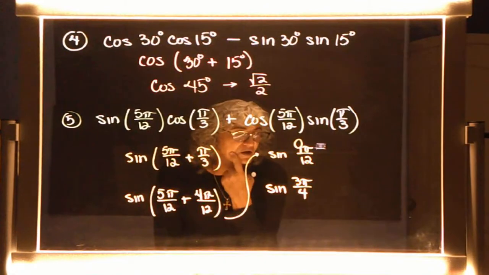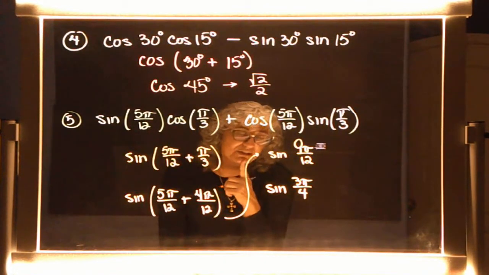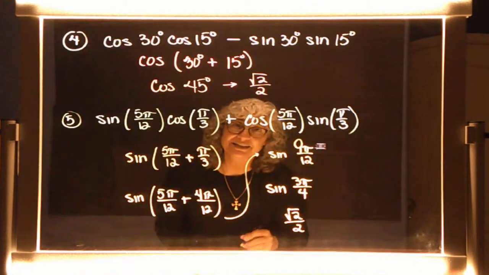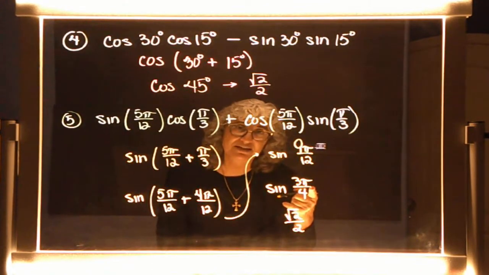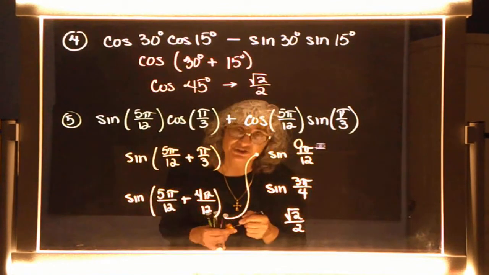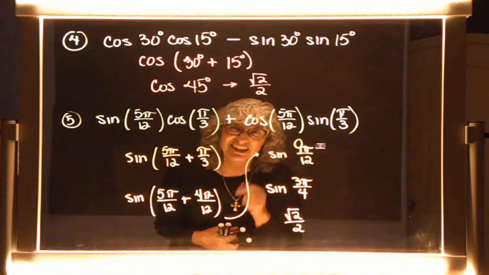Cool? Wow, this looks like another one we did in the first problem or something like that. So what's the sine of 3 pi over 4? Yep, square root of 2 over 2. And it's positive, even though this is a second quadrant angle, because the y is positive in quadrant 2. Good? I got a brain teaser for us, so hang in there.